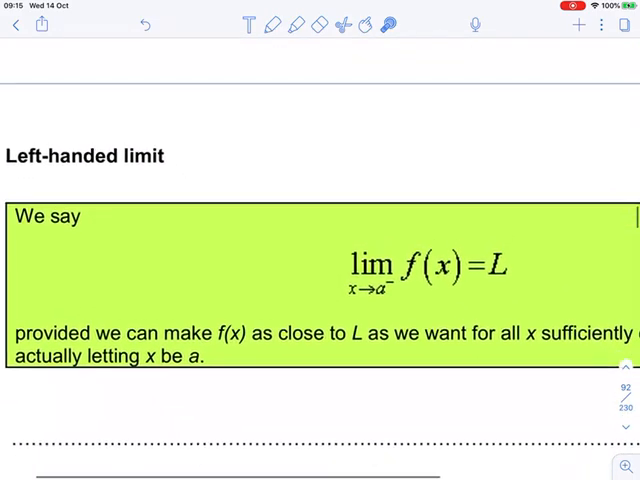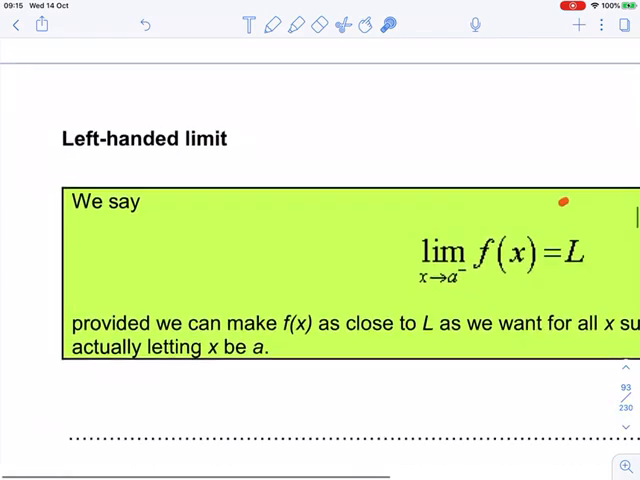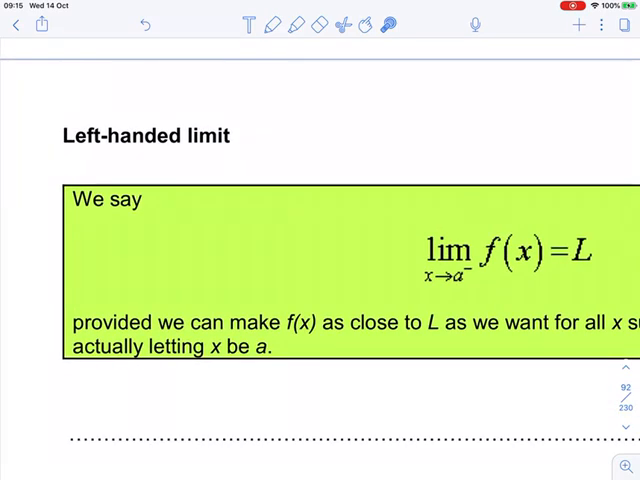And then if we have a negative at the top there, in the place that we put the exponent, then that means that we are approaching the number A from the negative side. All right, so calling it the left-handed limit or the left limit and so on.